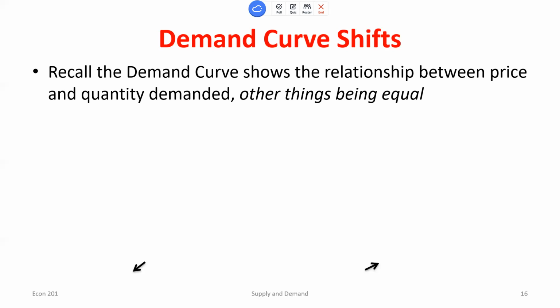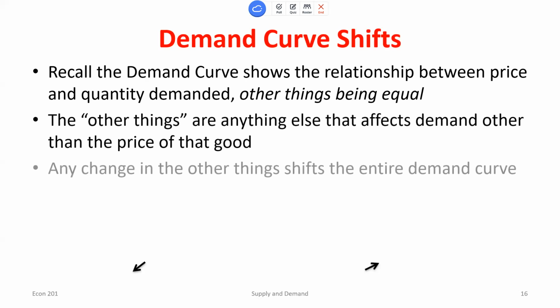Okay. So the way we think about the demand curve is the relationship between price and the amount purchased or quantity demanded of that good, holding everything else constant, or all other things being equal. There's different ways of saying this. I typically say holding everything else constant, but other things being equal is another way of saying that, right? Other factors have remained unchanged.